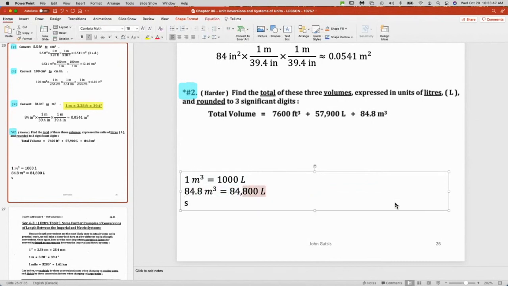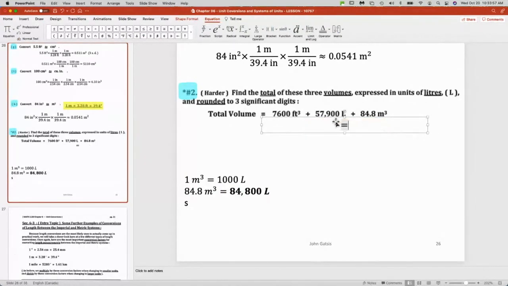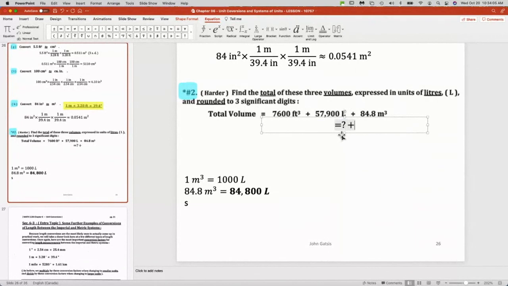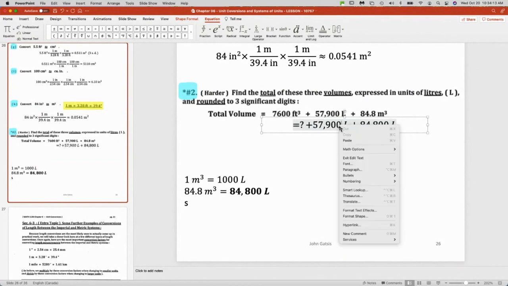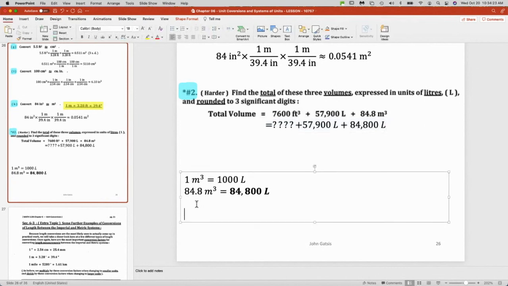We just bold it. So here's the main question. I'm just going to write it down now. So this equals three things that we're going to add up, and we just did one of them very fast. So we have something plus 57,900 liters plus 84,800 liters. Right off the bat, we got one of them quick. So now the goal is to figure out this question mark here. We just got to figure out the 7,600 one. I'll do that below here.